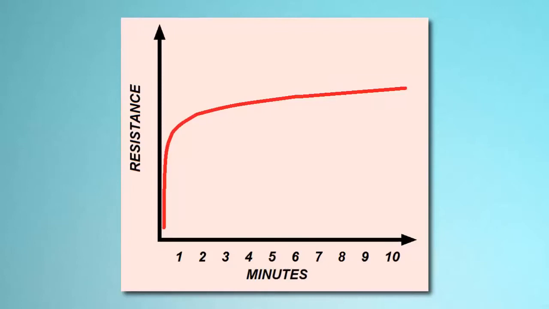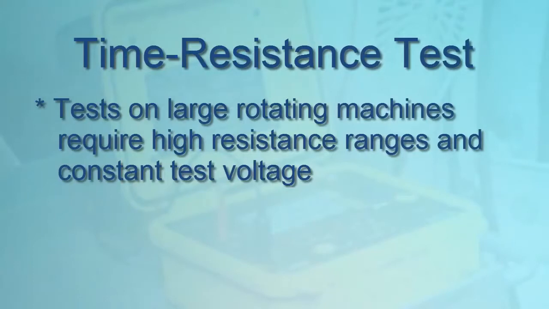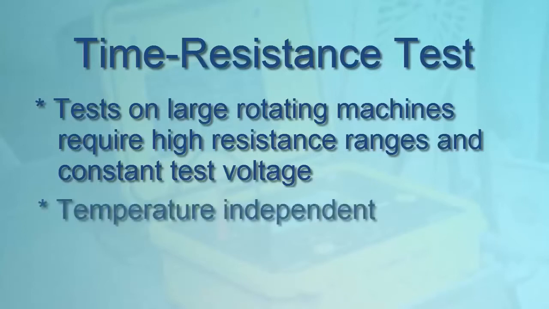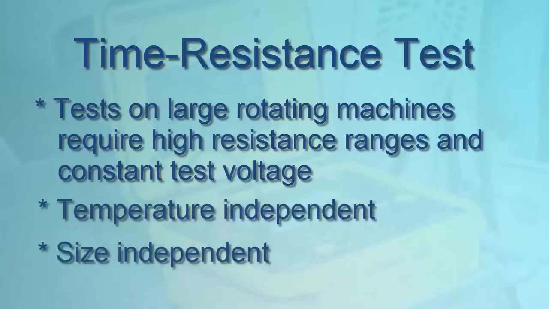If instead the curve is relatively flat or begins to turn down as the test progresses, moisture, dirt, or other factors may be compromising your insulation. Time resistance tests on large rotating electrical machinery, especially systems with high operating voltage, require high insulation resistance ranges and a very constant test voltage. Since this test provides meaningful results within a single 10-minute duration, it is relatively independent of temperature. It is also independent of the size of the system under test.